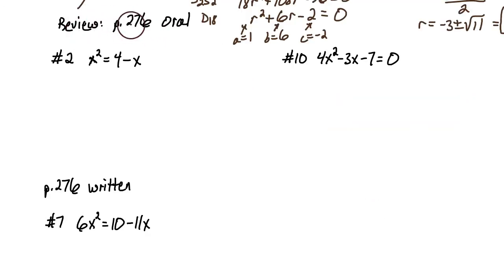Now for the review assignment. On page 276, the oral exercises, number 2, we're asked to put it in standard form. So we need to add the x and subtract the 4. We get x squared plus x minus 4 equals 0. For problem number 10, we have standard form, and we're asked for a, b, and c. So a is the 4, b is the -3, and c is the -7.